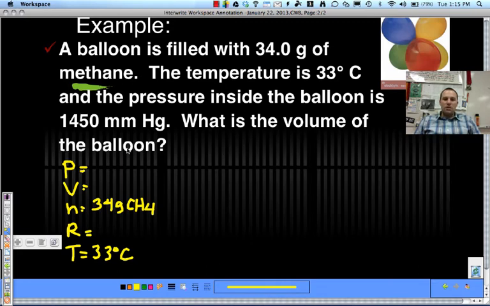And the pressure inside the balloon is 1,450 millimeters of mercury. What is the volume of the balloon? So we're looking for volume. Put a question mark there.